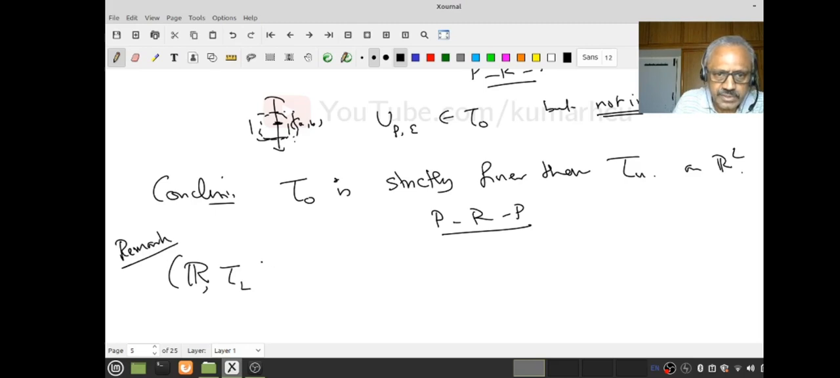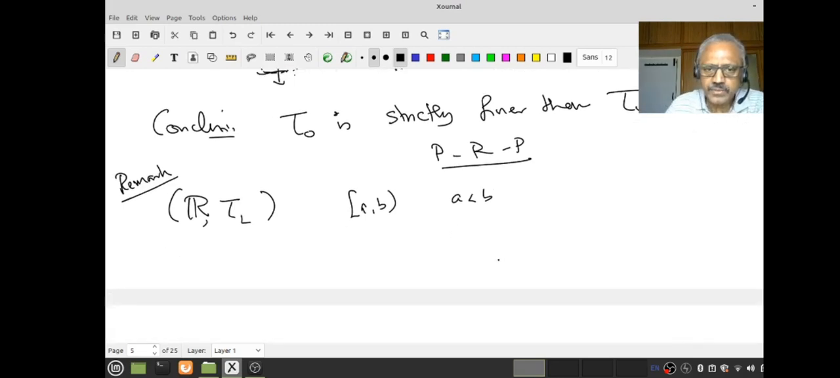Now if you notice, in tau L the basic open sets are of the form (a, b). And we also know the usual topology. This is the usual topology in R. And this tau L is finer than tau U, and strictly.